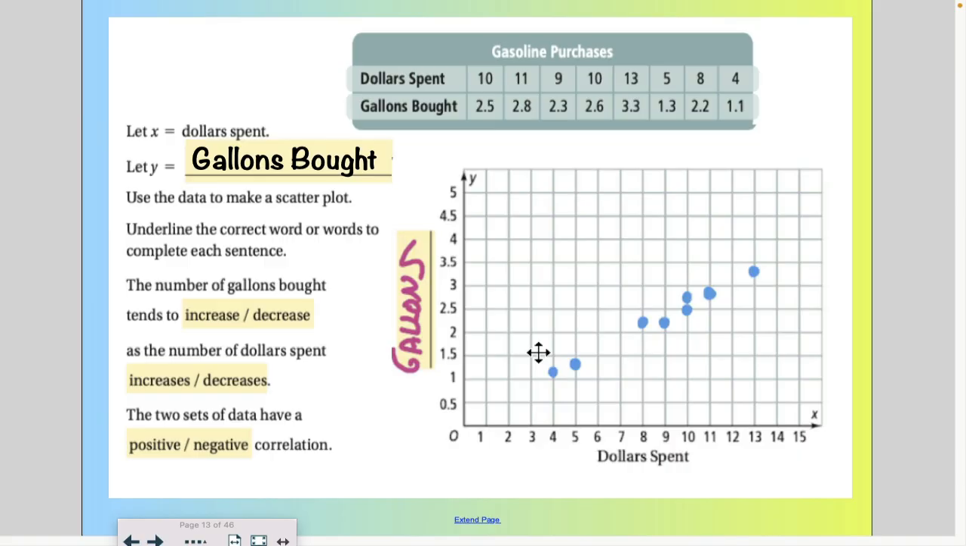Which point might seem a little strange to you? 10? How could you possibly, though you can raise your hand for this, how could you possibly spend $10 and get two different amounts of gasoline? Marshall? Because diesel and regular gasoline. Okay, it could be different kinds of gas.